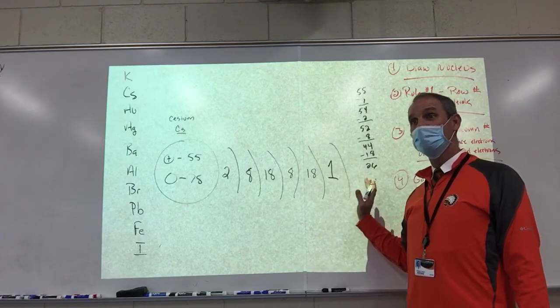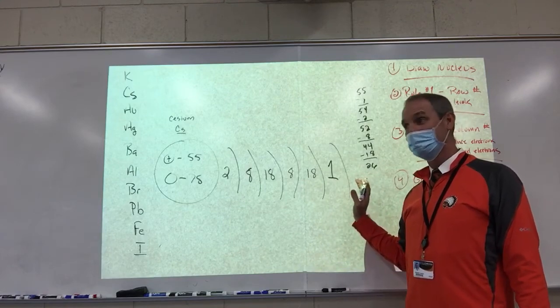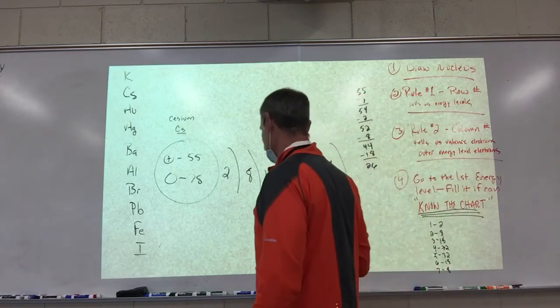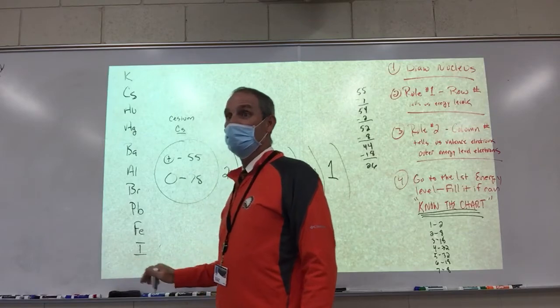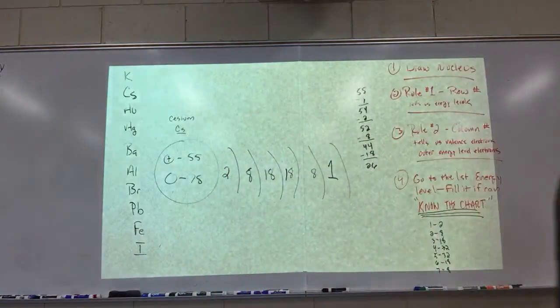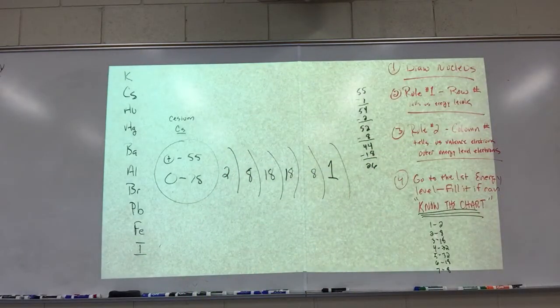So what would I want, Zach? I want to put 18 here and 8 here. Now, what does that tell you? The chart over here says if I can't have 32, my second choice is 18. Okay?